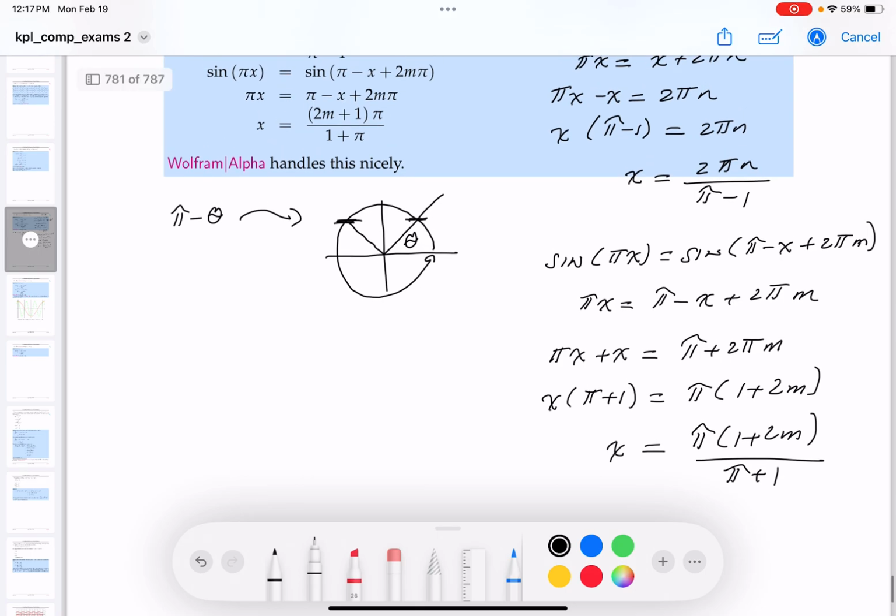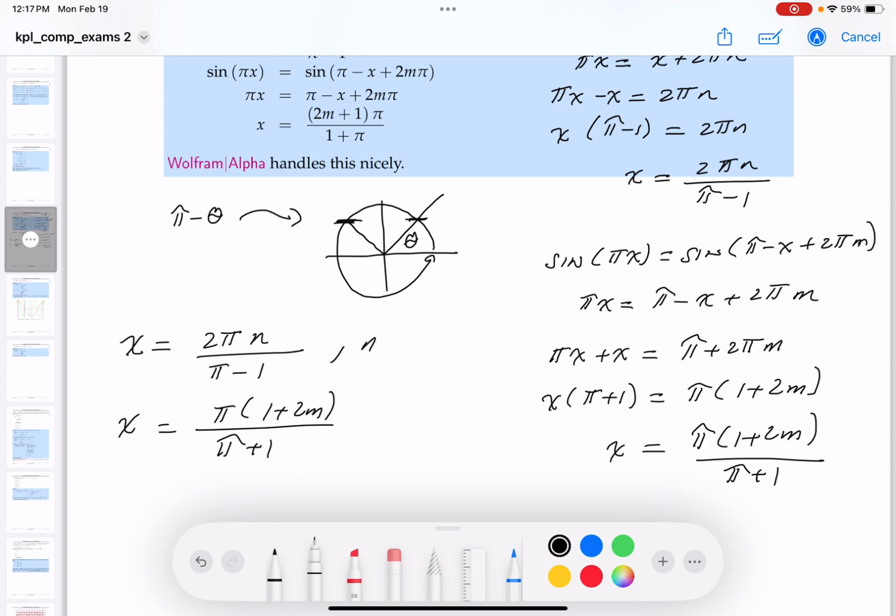So I have two answers. Let's write them down for you. x equals 2 pi n over pi minus 1. When I say I have two, it's an infinite number of answers, but two forms. And the other one is x equals pi times 1 plus 2m over pi plus 1. Again, n is any integer, and m is any integer. There are my answers.